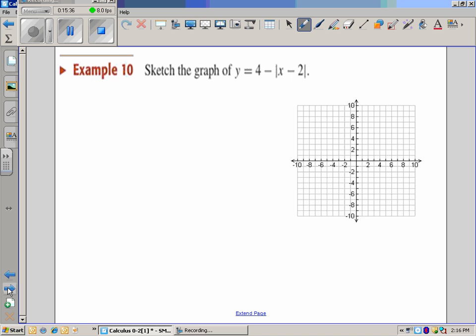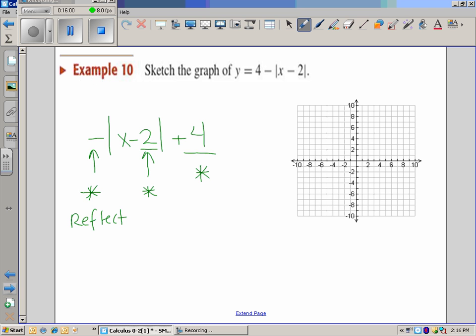Okay, example 10. Sketch the graph of y equals 4 minus the absolute value of x minus 2. So I'm going to go ahead and do it this way. And I want to notice, hopefully you'll notice 3 things. The first one means a reflection. The second is a horizontal shift. And the third one is a vertical shift. And this means up 4, this means right 2, and this means to flip it over the y-axis.